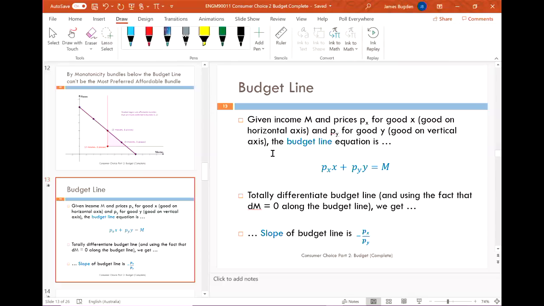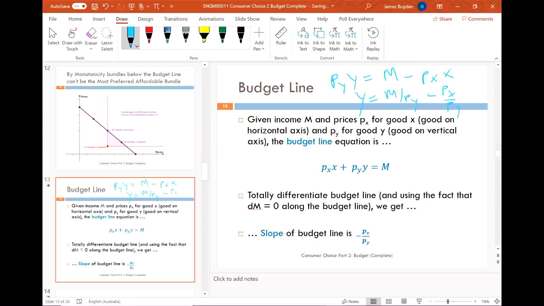Okay. Take this equation, the budget line equation, that tells you that Py times Y is equal to M minus Px times X. I just moved the Px X to the right hand side. Now divide by Py. So Y is equal to M over Py, that's your vertical intercept, minus Px over Py times X.